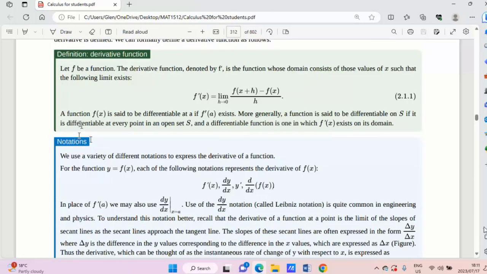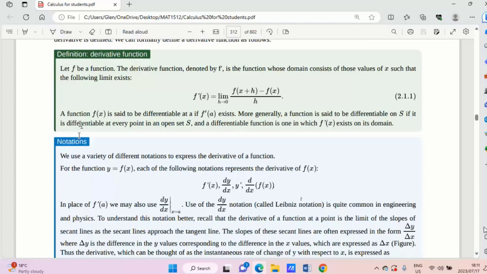Notations. Some of you have already made a decision of whether you are going to follow applied maths or pure maths.